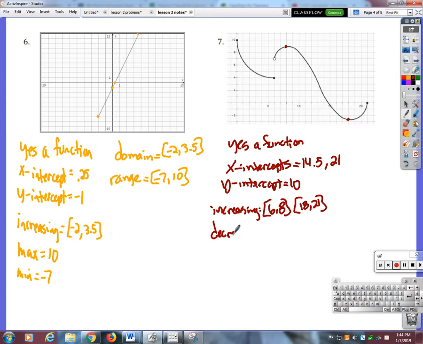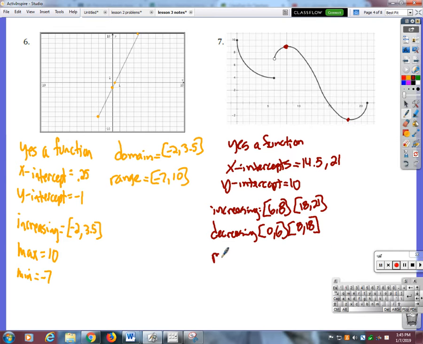Decreasing from starting right here, right? So from 0 until it gets to x equals 6. And then it's also decreasing, if this is a roller coaster, you're going down from here to here, from 8 to 18. Awesome.